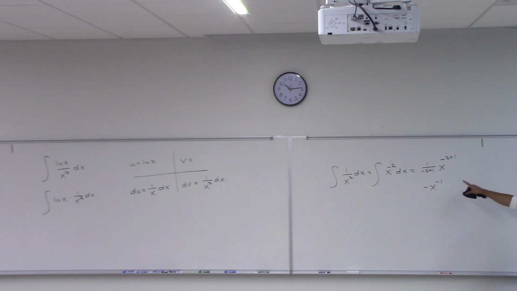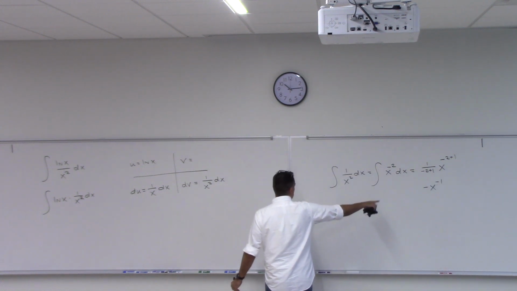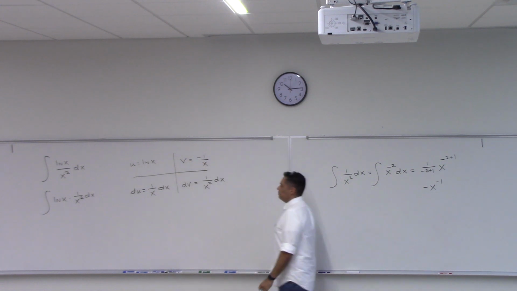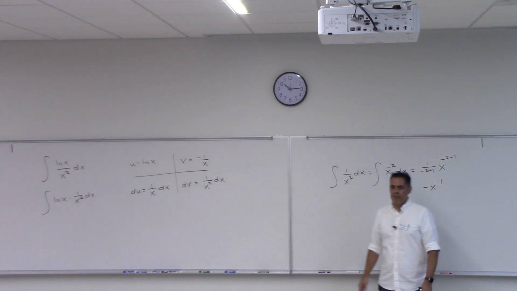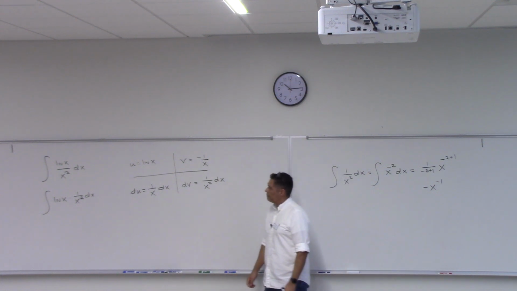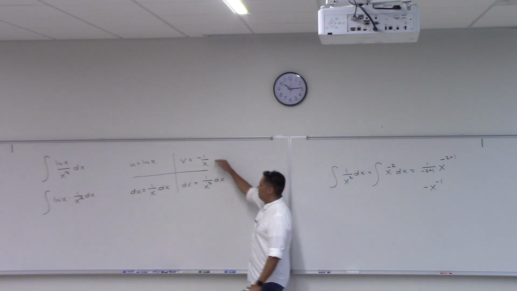Do y'all agree with that? Okay, so this becomes, and what is that really? Negative 1 over x, right? Any questions? From here to here, right?